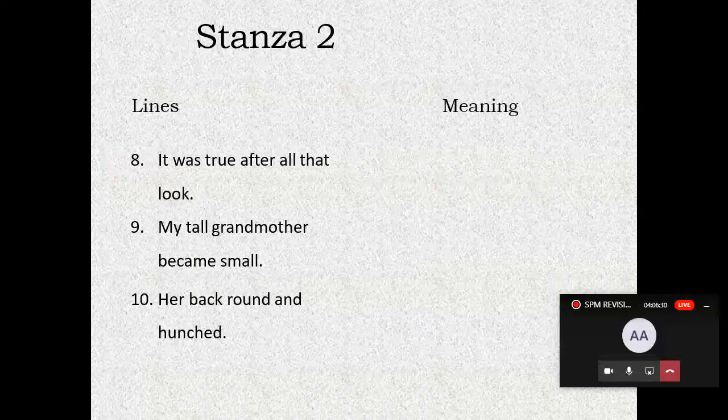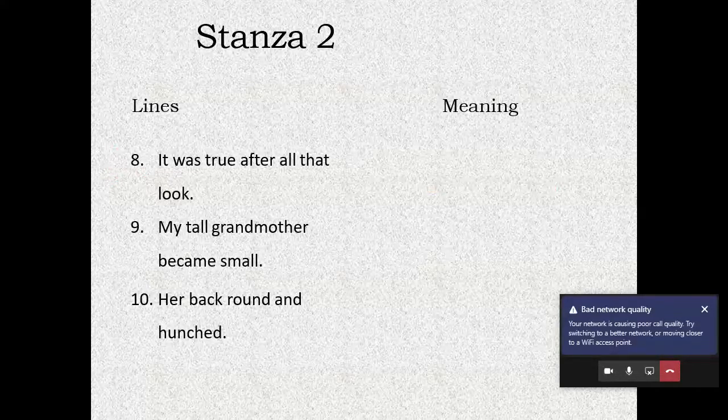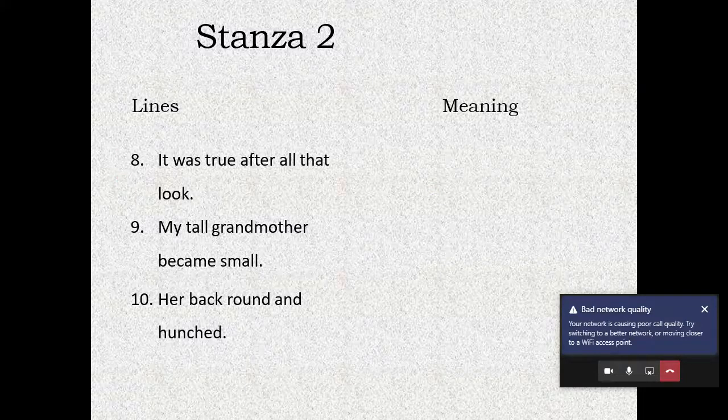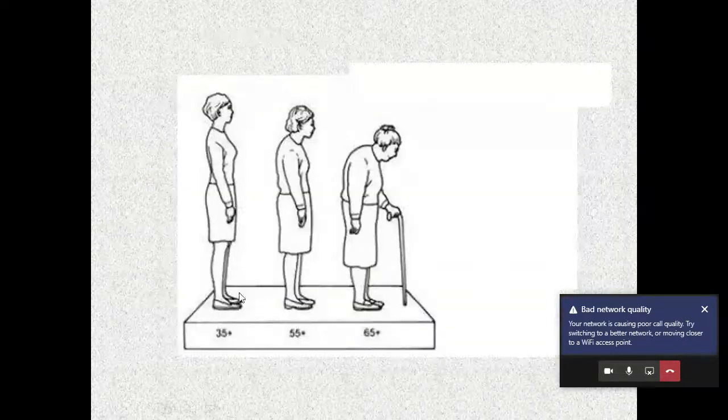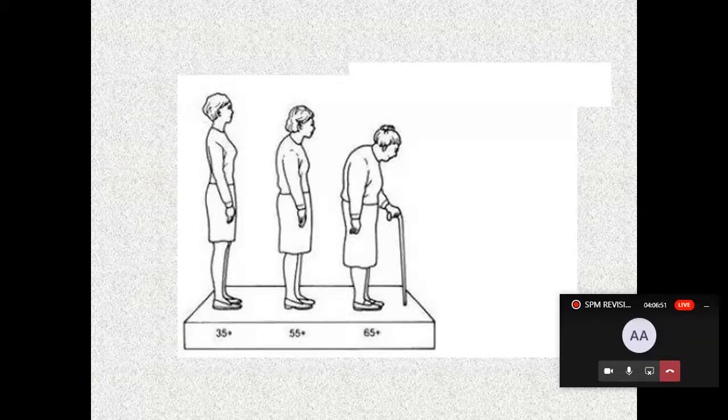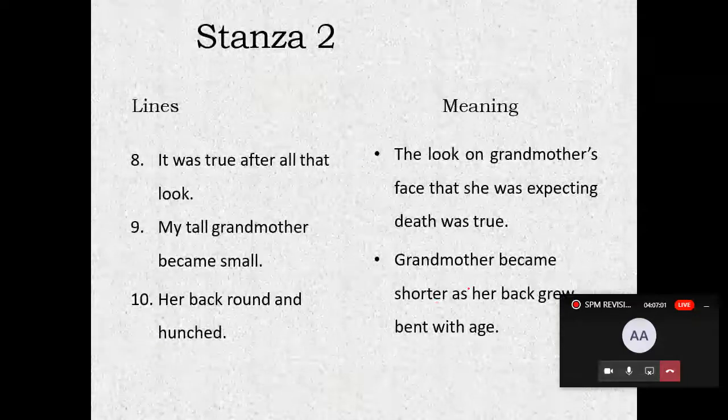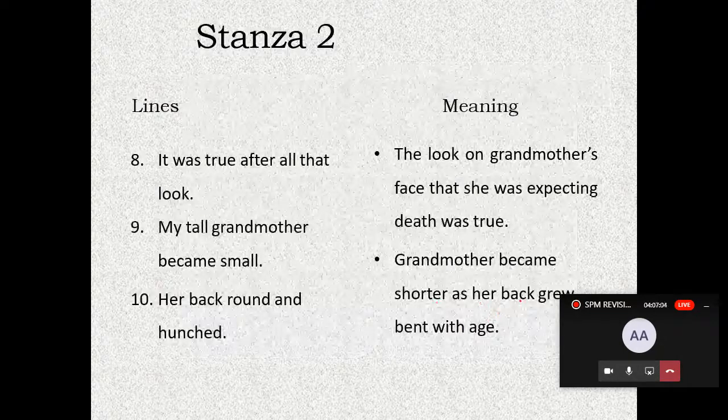It was true. After all that look, my tall grandmother became small, her back round and hunched. So it was true after all that. So here is basically what she's trying to describe: how a person ages. When you are 35, when you're young, like 17 or 16, you look very fit and healthy. And then as you grow older, your bones and muscles start degenerating and you start having a little bit of a hunch here. So the grandmother became shorter as her back grew bent with age. All right?